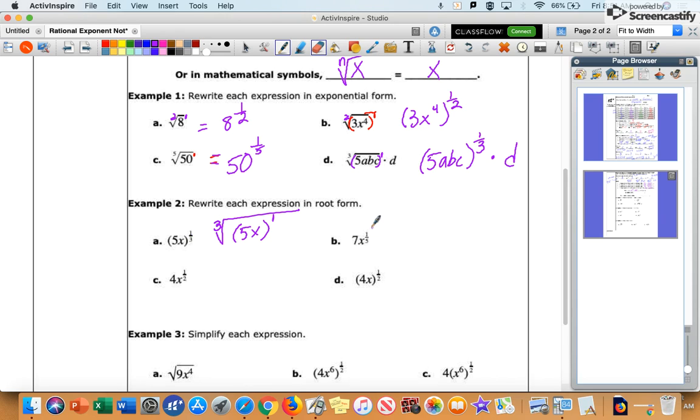Notice in this case, the fractional rational exponent is just with the x. So 7 stands outside. 7 is like the coefficient. And then we have x, fifth root.